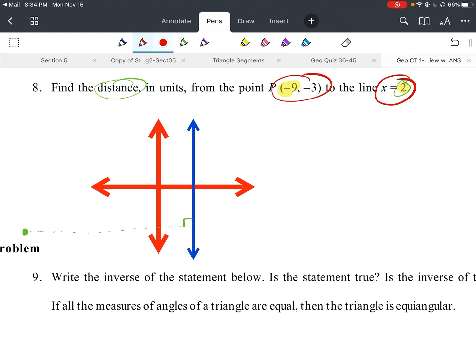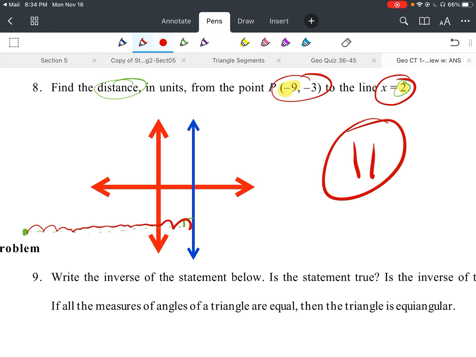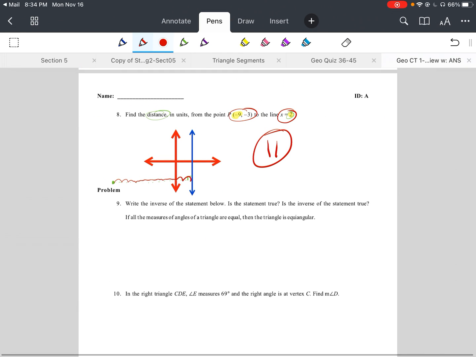So you don't even have to use a distance formula here, just count boxes. 1, 2, 3, 4, 5, 6, 7, 8, 9, 10, 11. Bam. So don't get psyched out and think you've got to do one of those complicated ones. That's a real simple one.